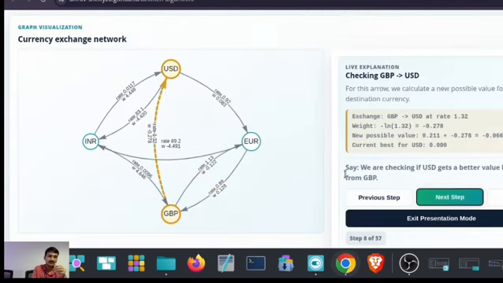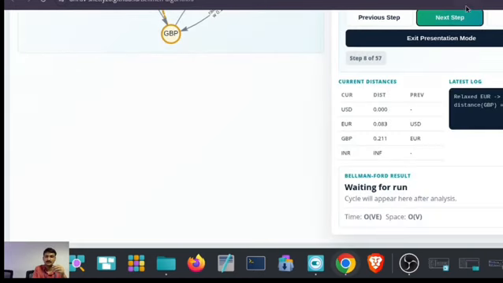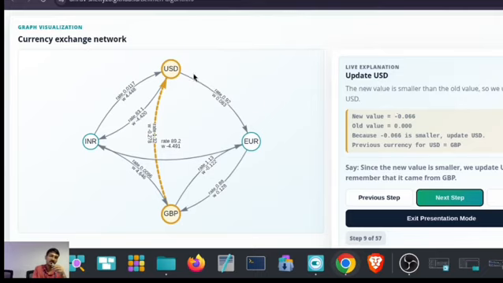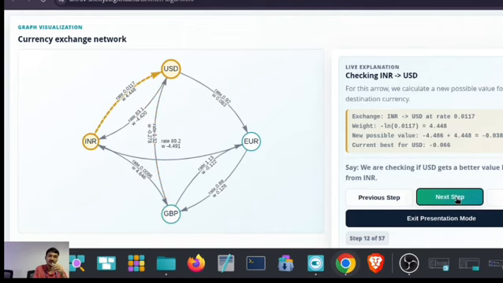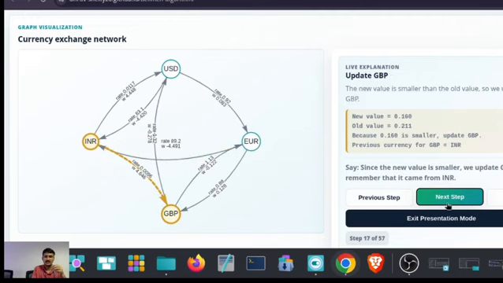In the next step we move from GBP towards USD. So the value of GBP is 0.211 plus the rate, which is 1.32. We have to add those values and update the resultant value here. See, it is minus 0.066. It is the value of USD. Like this we have to repeat for all the nodes, the same procedure.